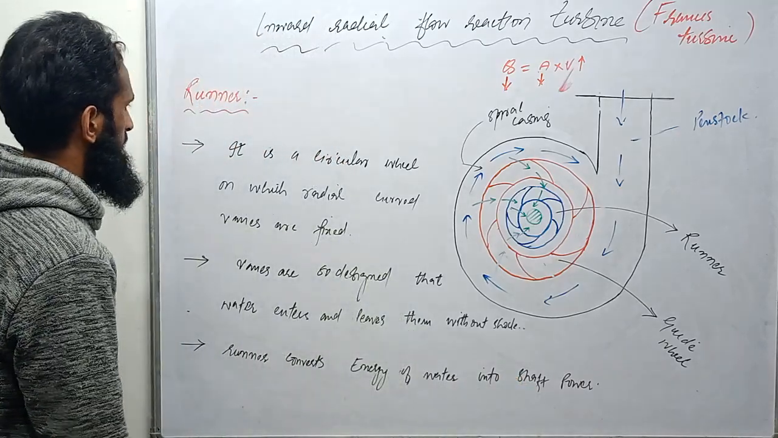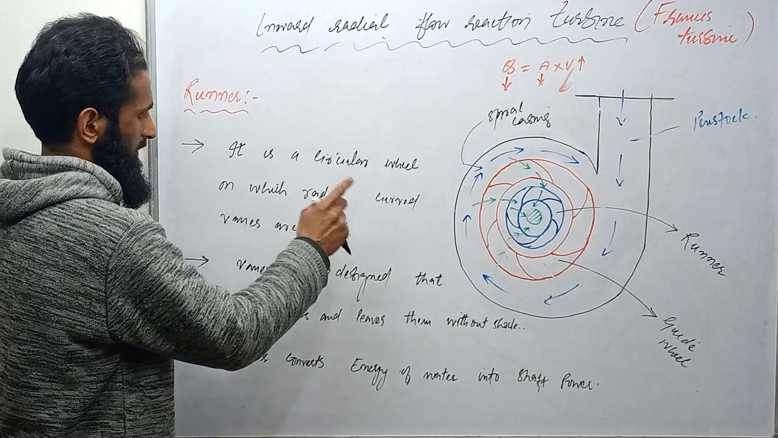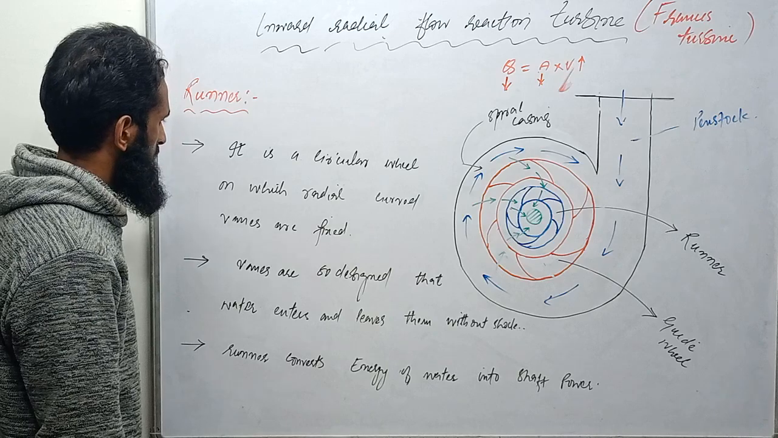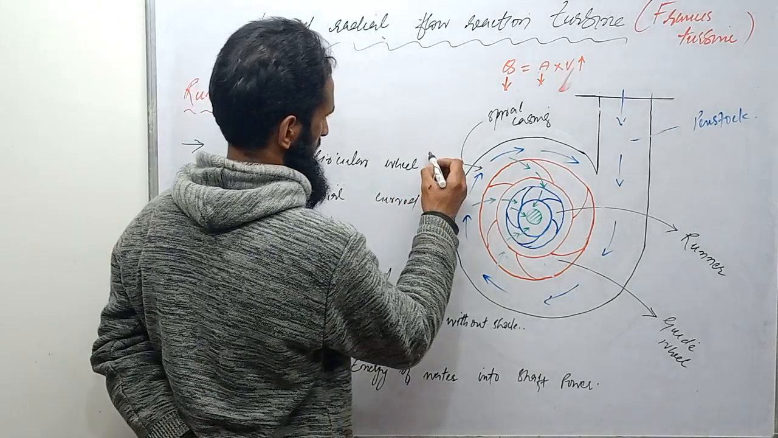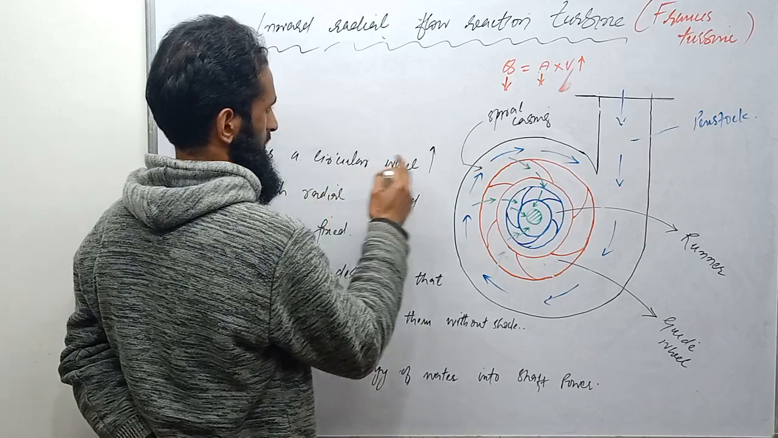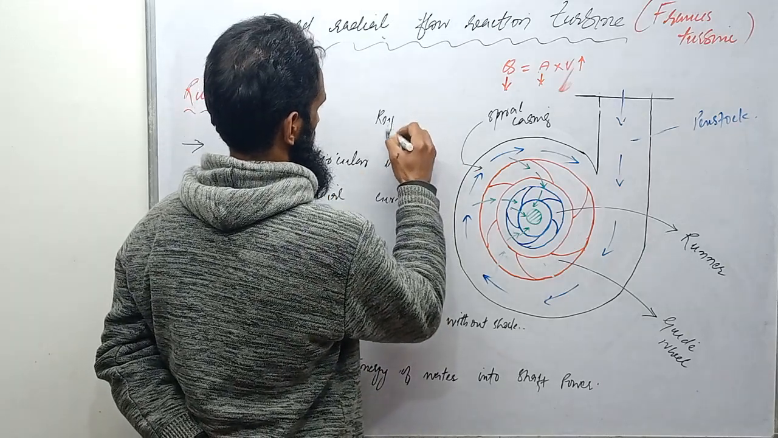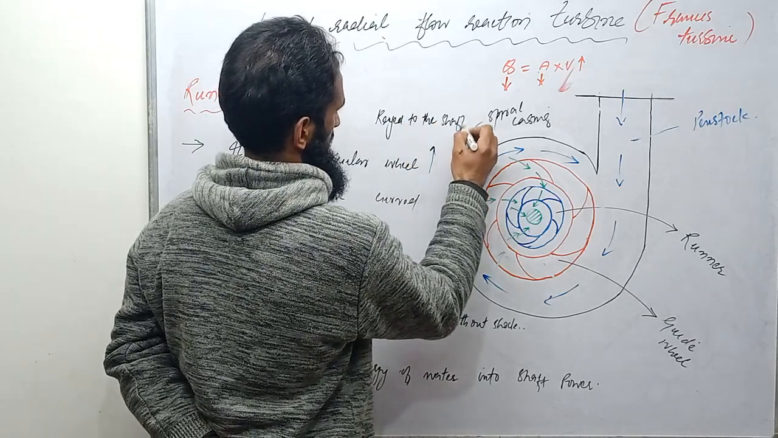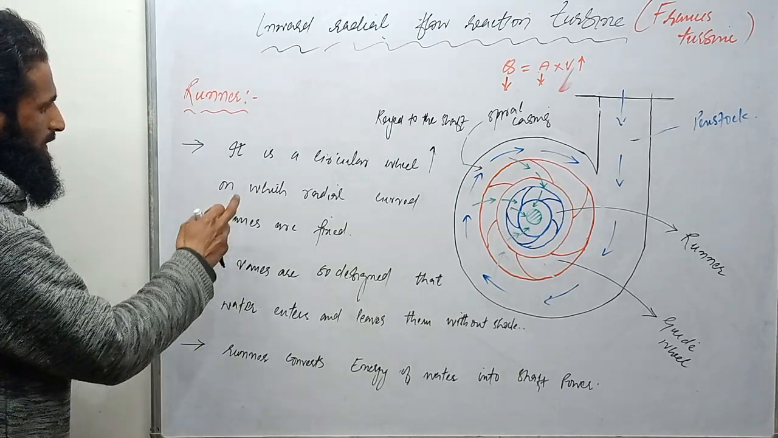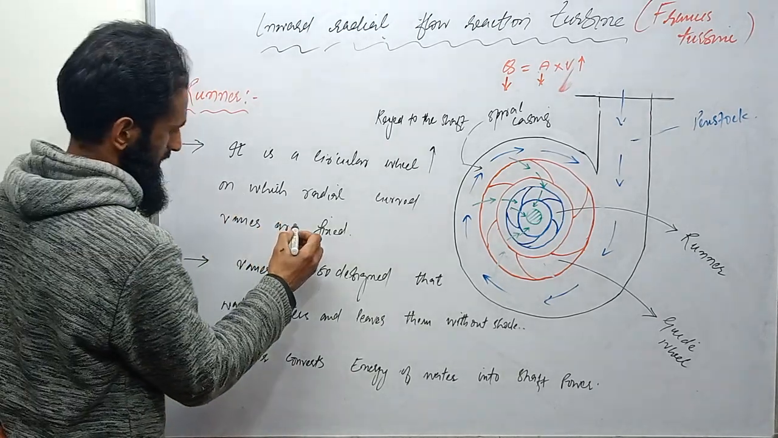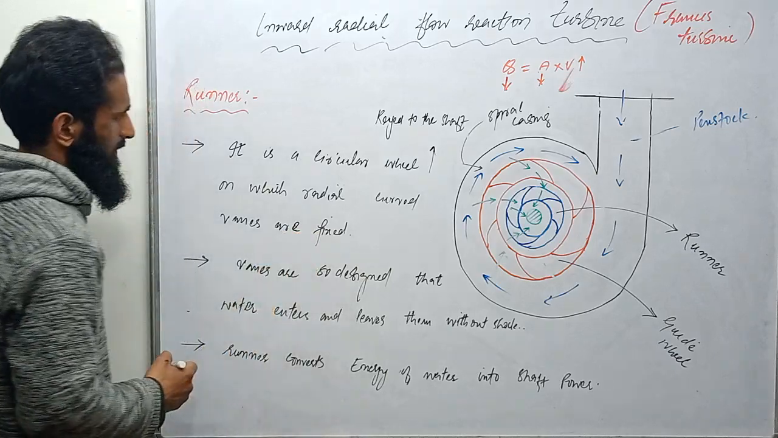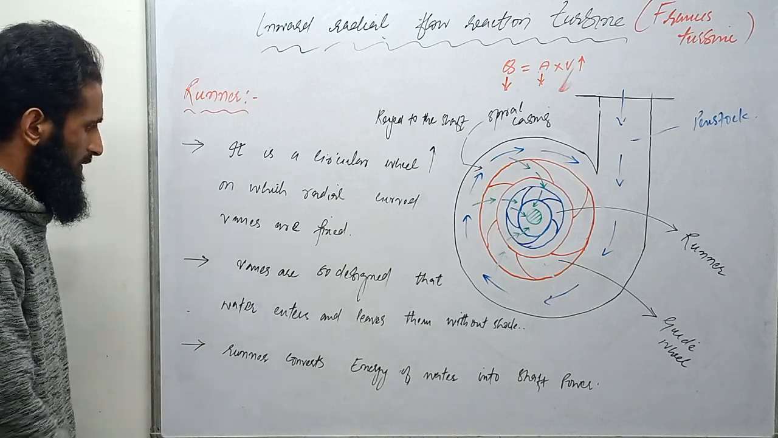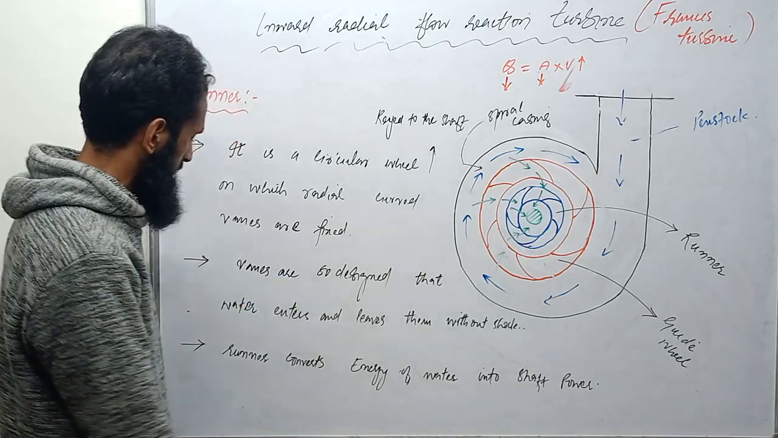Runner converts energy of water into shaft power. It is a circular wheel keyed to the shaft on which radial curved vanes are fixed. The vanes are so designed that water enters and leaves them without shock.